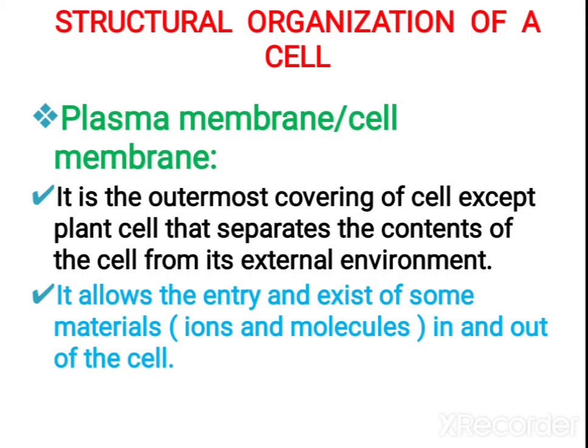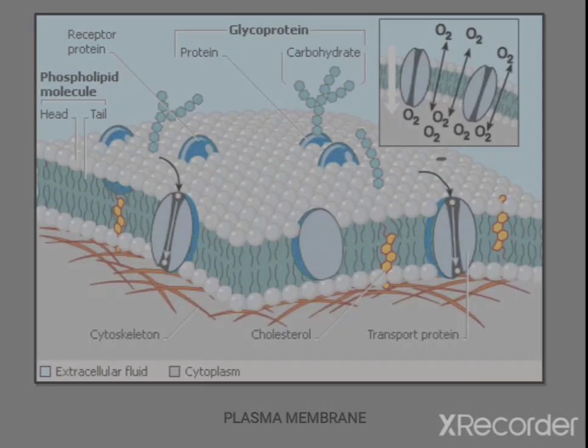When you observe the plasma membrane or cell membrane, it is very thin. It is the outermost covering of the cell. But in plant cells, what do they have? They have extra cell wall also. Okay, it allows the entry and exit of some materials. Not all, they will allow only some. That's why we call them semi-permeable membrane also. Okay, so it can go and come out of the cell.